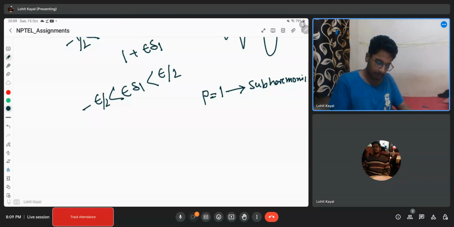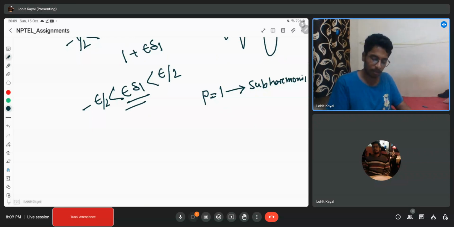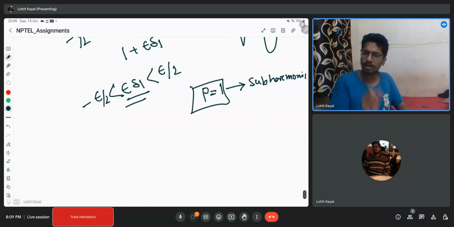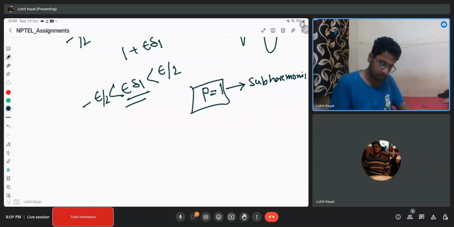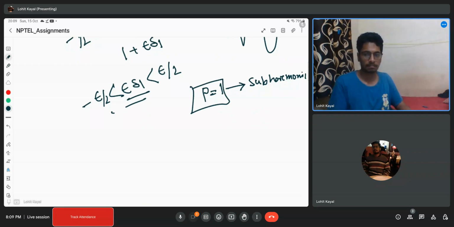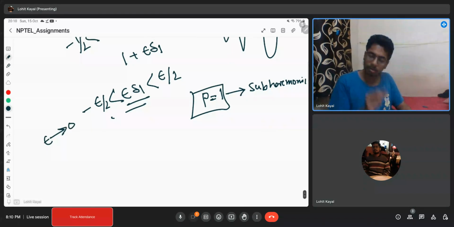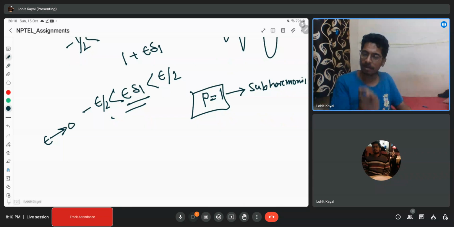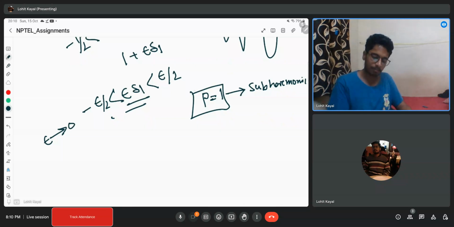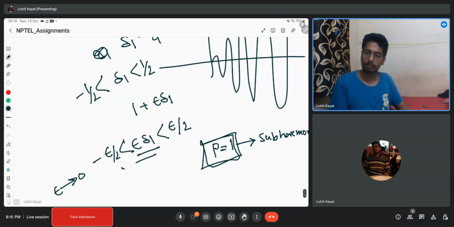Now, for a very small neighborhood near p equal to 1, your solution is unstable, whatever be the forcing, because epsilon is a very small forcing term. When epsilon tends to 0, even for a very, very small forcing, at p equal to 1, your solution is unstable. That is, it will grow in time.